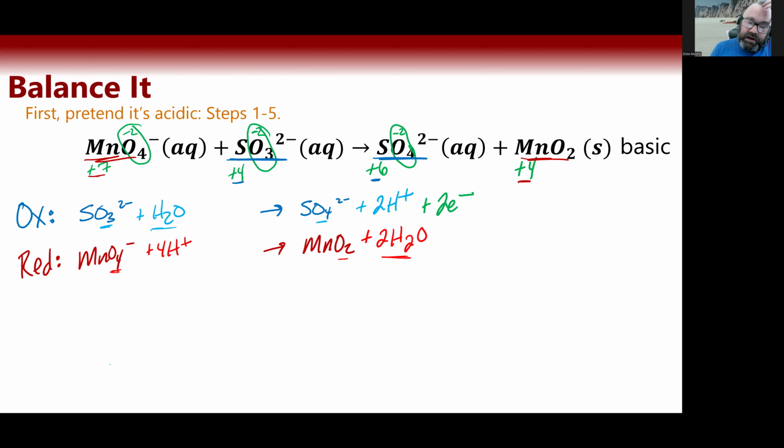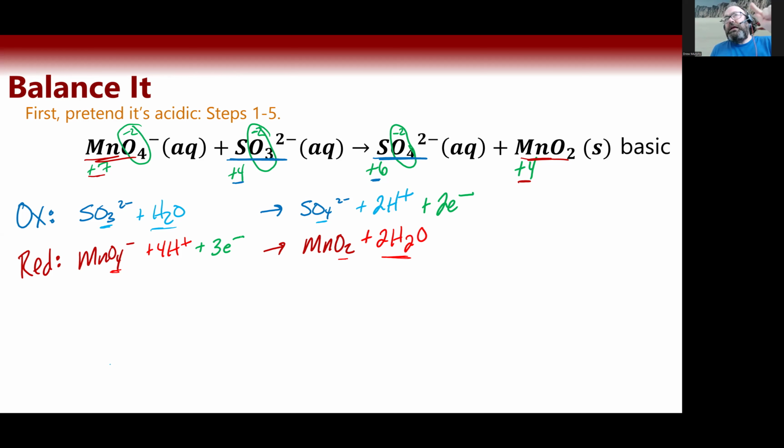In the manganese half, the products are 0. The reactants are +3 because we have +4 and we have -1. So this side has to be 3 electrons. So all that cancels out.